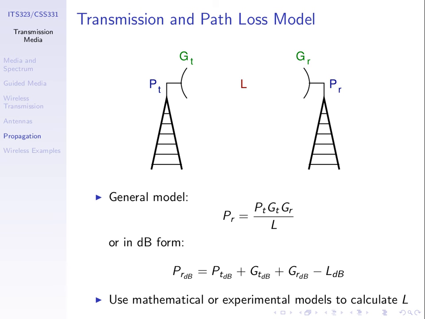First, we'll talk about a general model for how we can compare signal strength at the transmitter and receiver in terms of a wireless transmission. We transmit a signal with some power, PT. The transmit antenna has a gain. And we think of that gain as, like in any gain, it multiplies the signal strength. If I transmit at 100 milliwatts and the gain is a factor of 2, then what comes out of the antenna is 200 milliwatts. It's a gain, it's a multiplier.